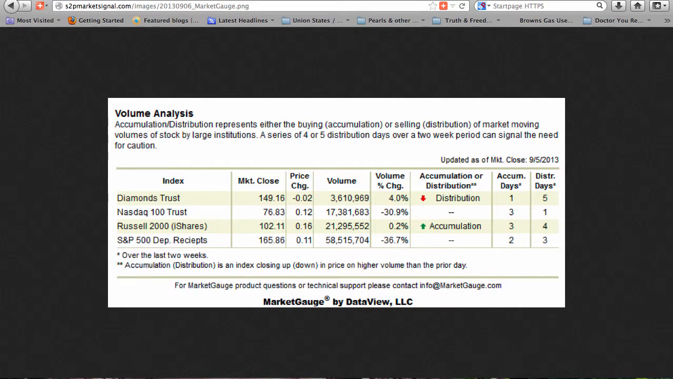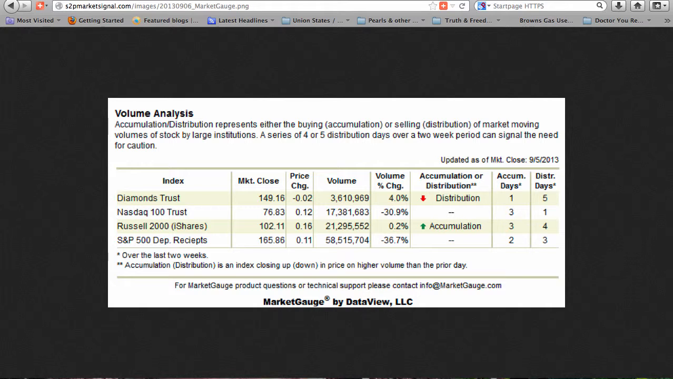Market Gauge Volume Analysis. In this week's volume analysis, the Russell 2000 ended in accumulation mode. In the last 2 weeks, it had 3 accumulation days and 4 distribution days. Of the other indexes, the S&P 500 deposit receipts ended in neither accumulation nor distribution mode, while the Diamonds Trust ended in distribution mode.